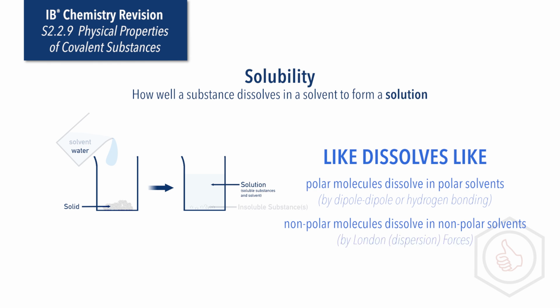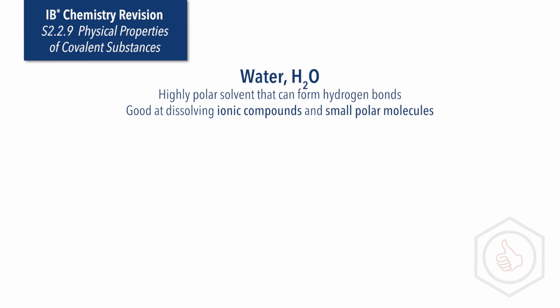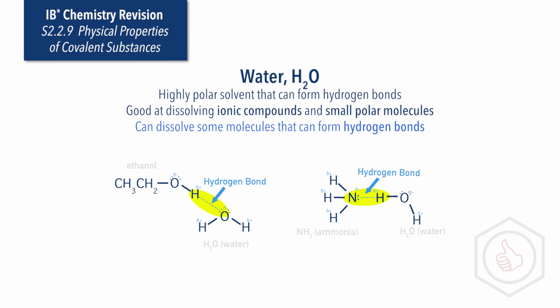As well as dissolving ionic compounds and small polar molecules, water also dissolves some molecules that can form hydrogen bonds, such as ethanol and ammonia. It is the high relative strength of these hydrogen bonds that can form between these solute molecules and water molecules that make them soluble. In other words, the strength of hydrogen bonding that can form between the solute molecules and water molecules is comparable in strength to the strength of hydrogen bonding that can form between just water molecules.